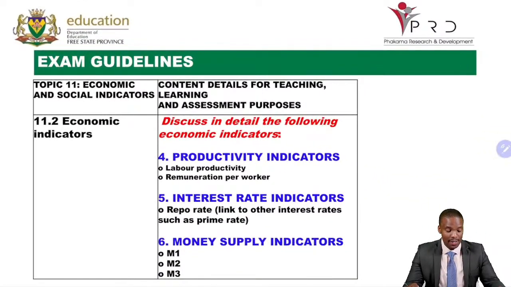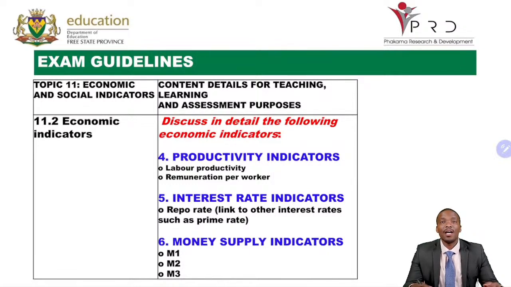When we continue under economic indicators, number 4 is the productivity indicators. Under productivity indicators, we are looking at labor productivity and remuneration per worker. Interest rates, we are looking at the repo rate, linking it with the prime rate and its effect on the economy as such. Then the last one is money supply indicators.